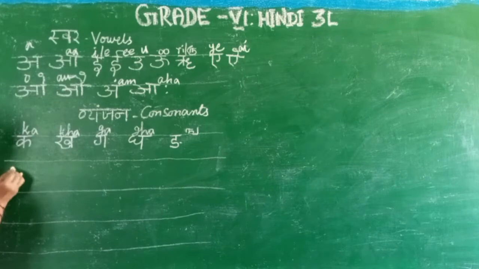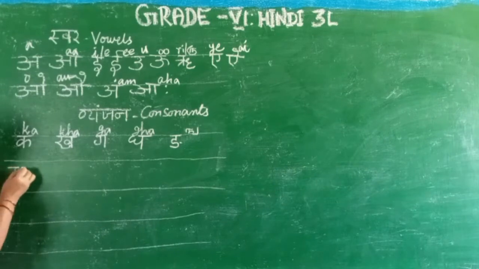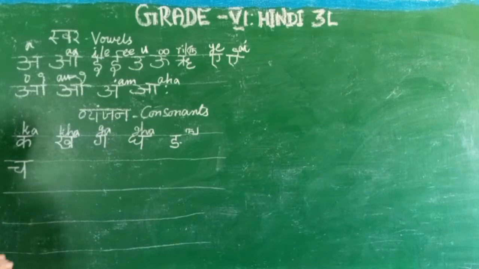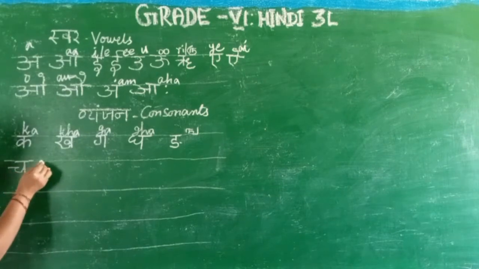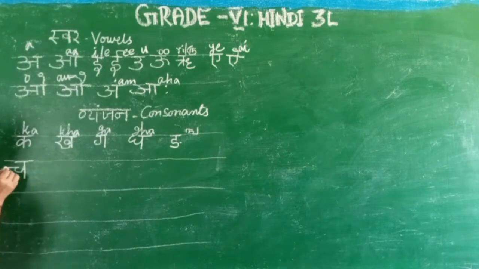This cha word: where you start writing this cha letter, in some space you leave, and write here one sleeping line and put cha like this. Maximum students, what you are doing while writing is writing this line on the line, so that is wrong. You write like this, cha.